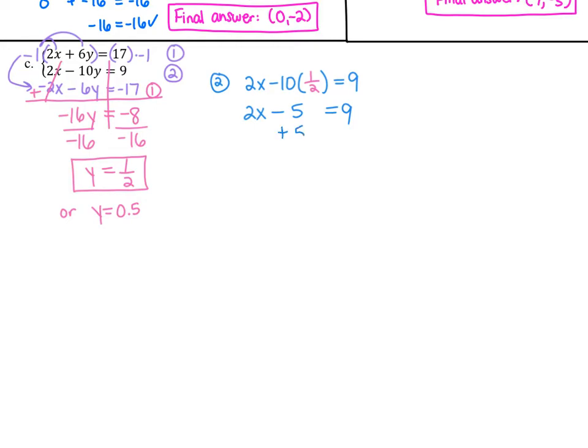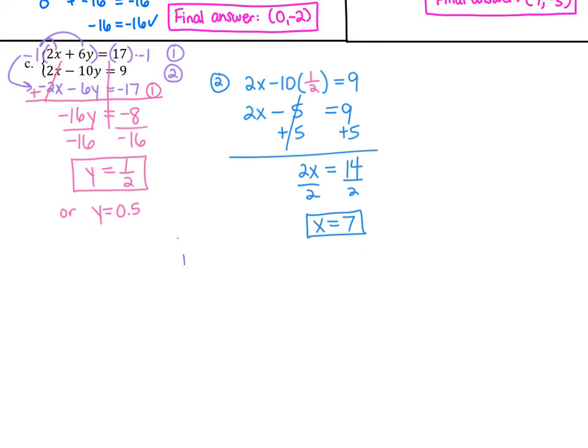This is just a simple two-step equation now, so we're going to add 5 to both sides. That zeroes out the negative 5 on the left side, leaving us with 2x equals, and 9 plus 5 is 14. Then we divide each side by 2, and we get x is equal to 7. All right, now that we have both variables solved for, we need to check our answer. Since we used equation number 2 to solve for the second variable, I already know that when x is 7, y is 1/2 for equation number 2. I want to make sure that's also true for equation number 1. So let's check it in equation number 1.